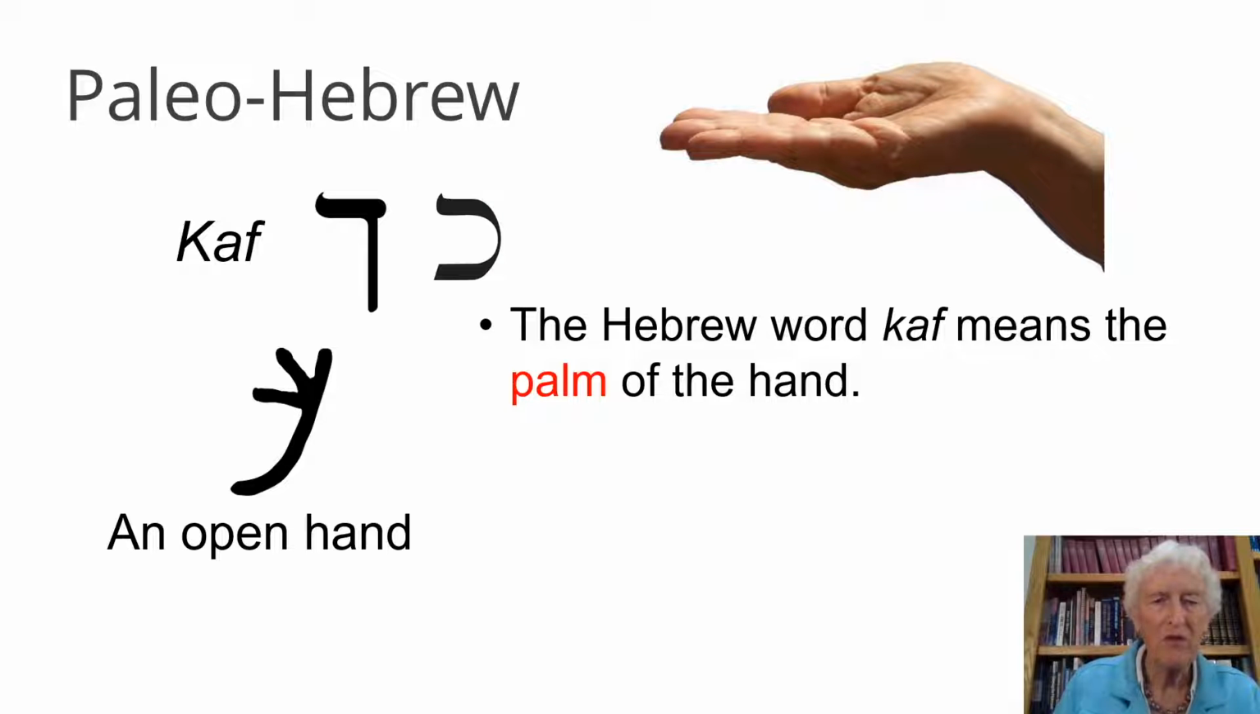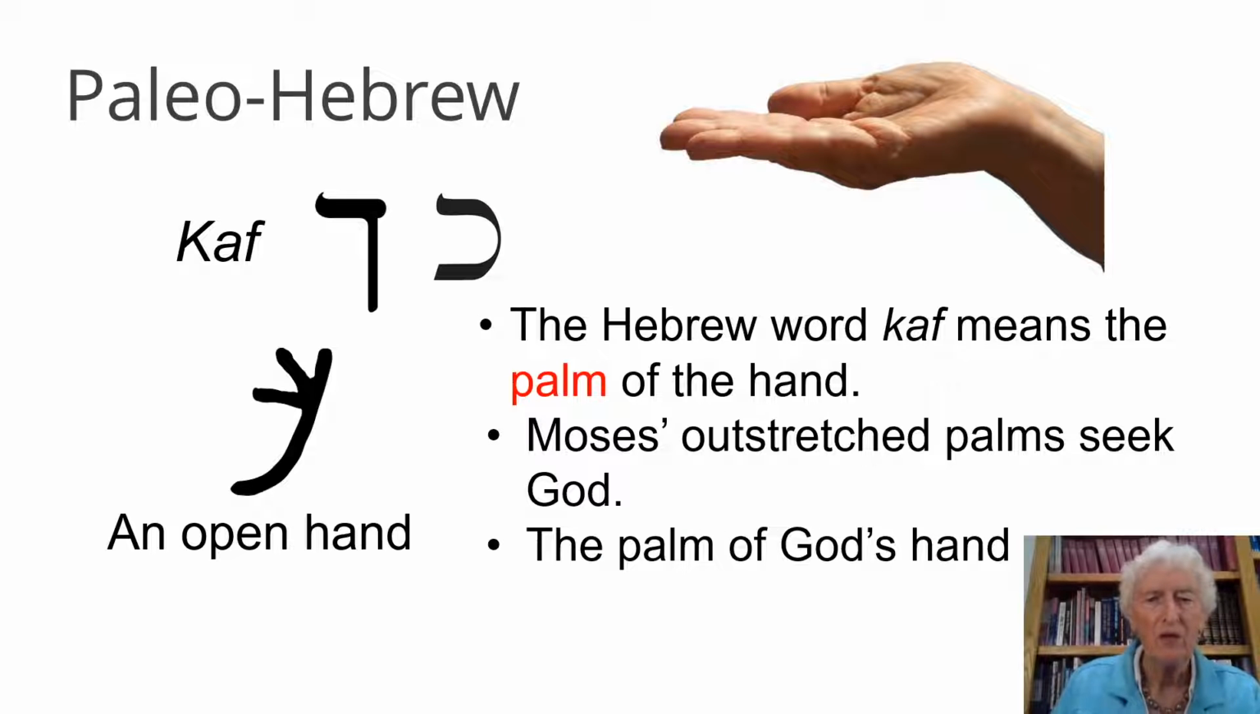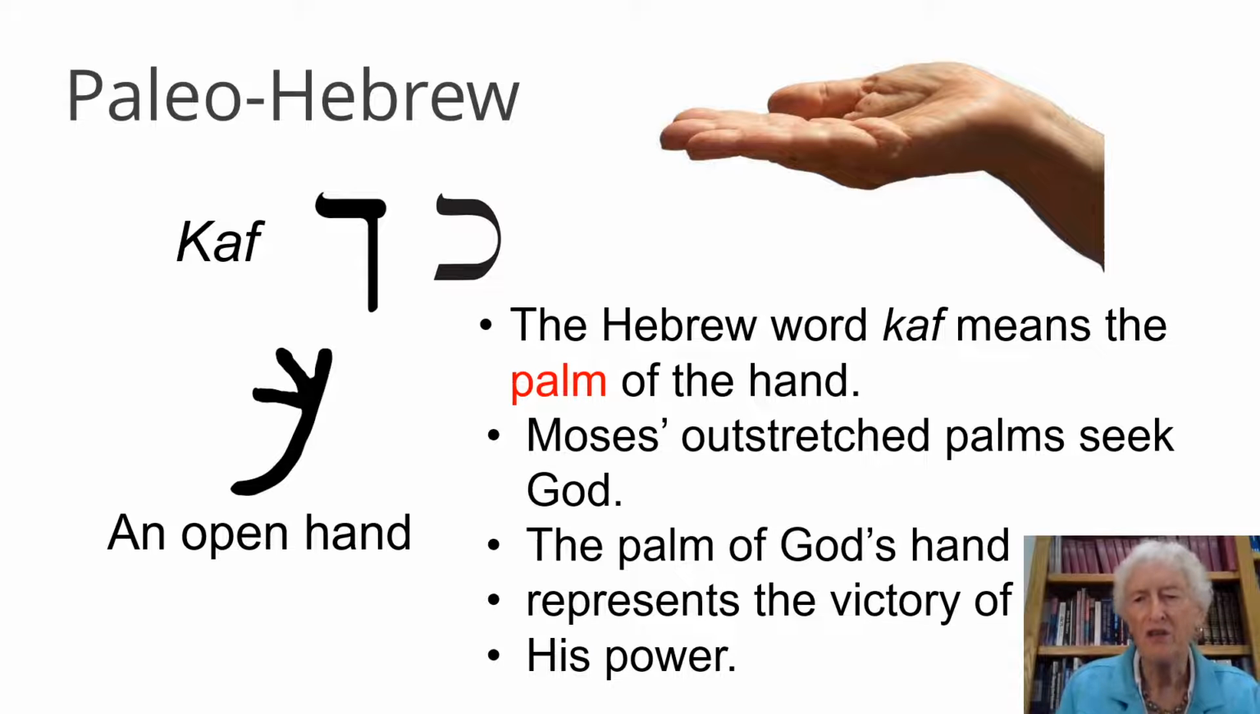So there's a word kaf. And it doesn't mean hand, it means the palm of the hand. And that's really significant. The palm of the hand, the open palm of the hand. Now, we're going to learn that Moses outstretched his palms to seek God. He held his hands up, like the picture there, his two hands up when he was seeking God. So it was the palm of his hands that were raised up to seek God. So the palm of God's hand represents the victory of his power.